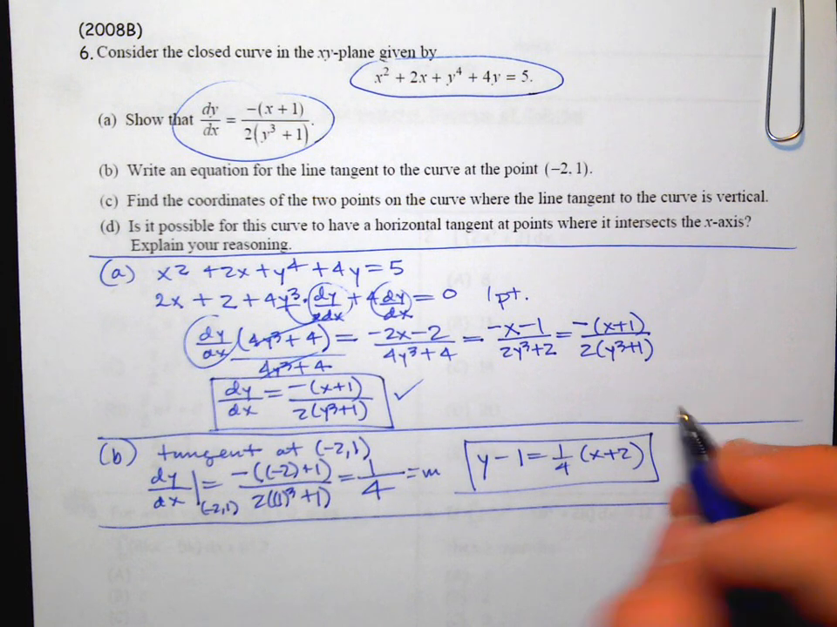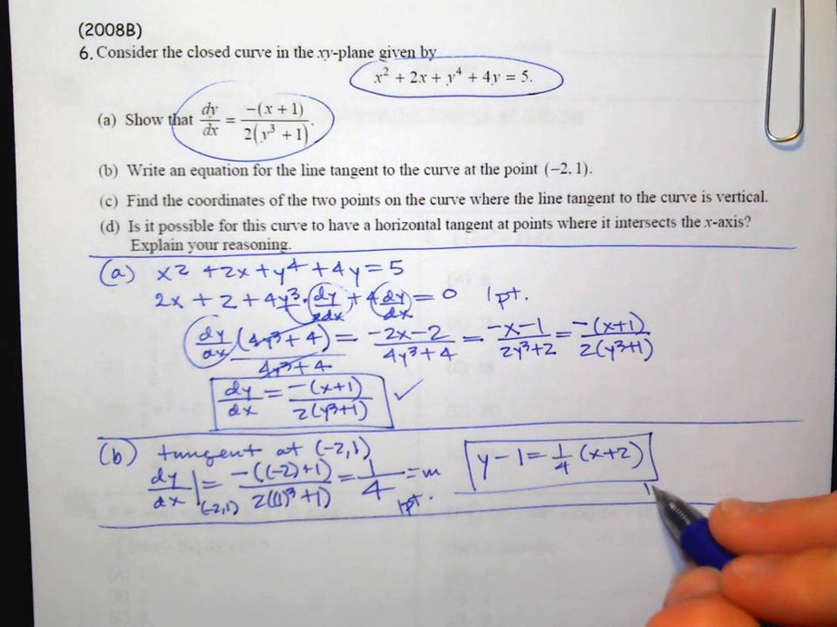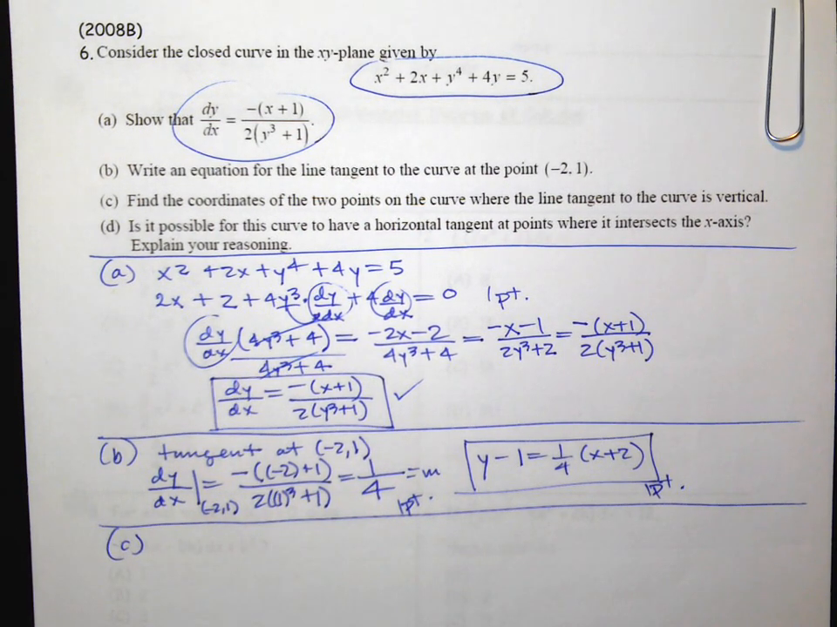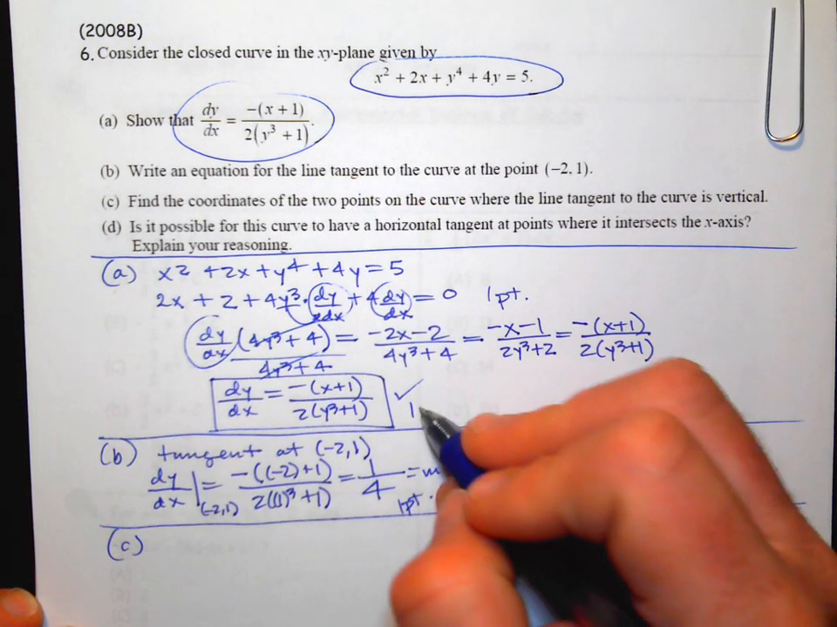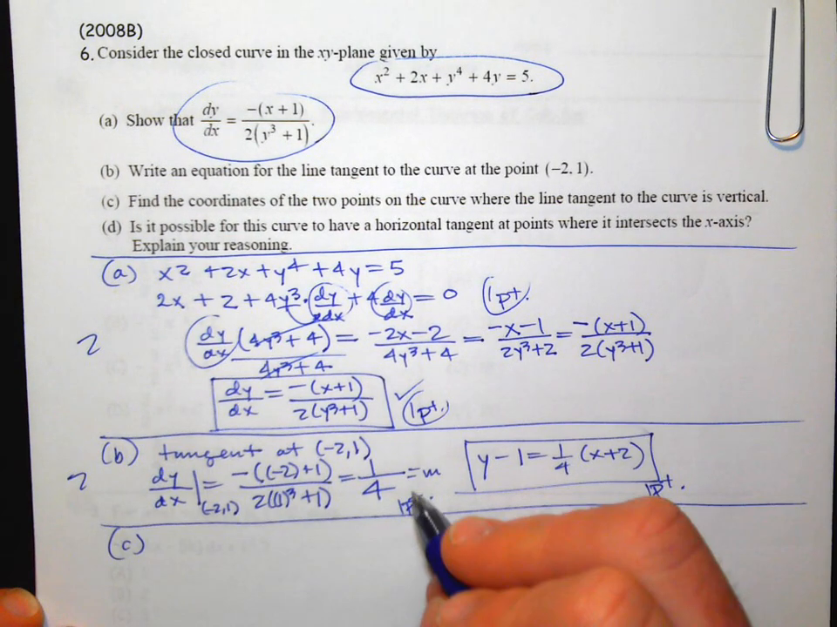So you got 1 point for calculating the slope correct and 1 point for writing your answer. On this problem up here, you got 1 point for doing the implicit and 1 point for solving. So I think we've gotten 2 and 2 points.